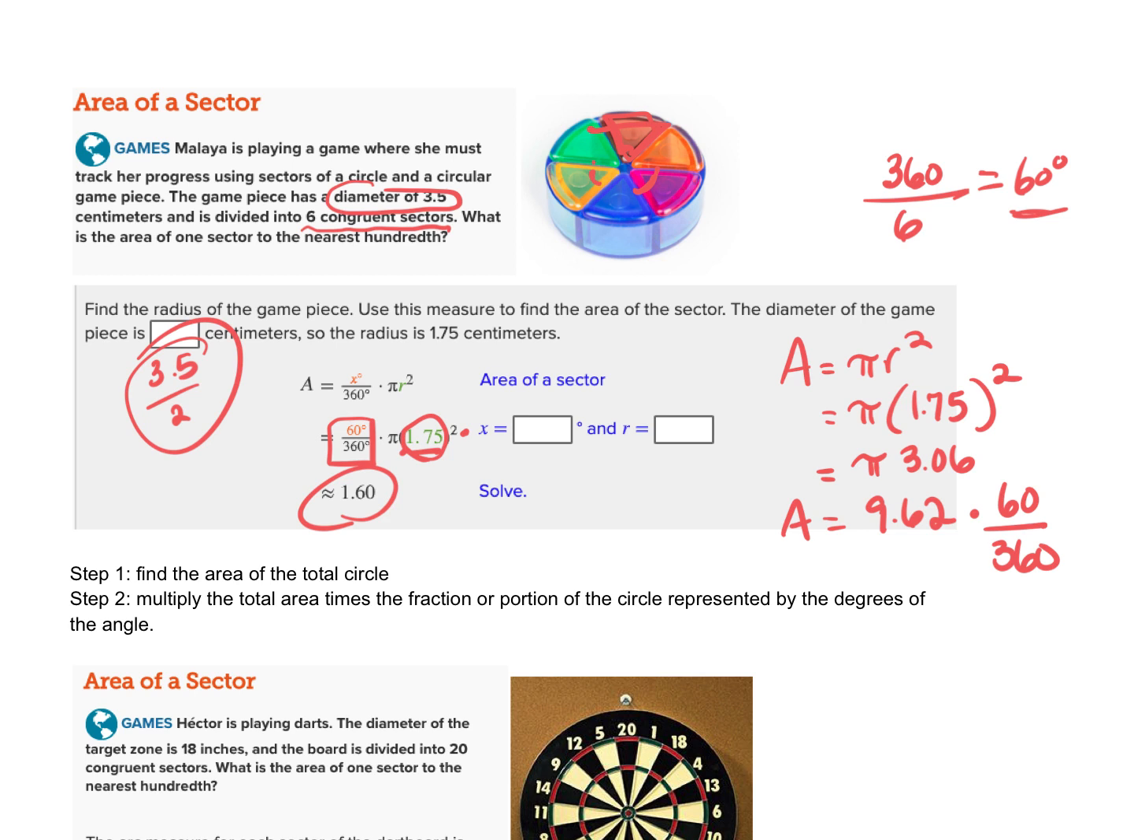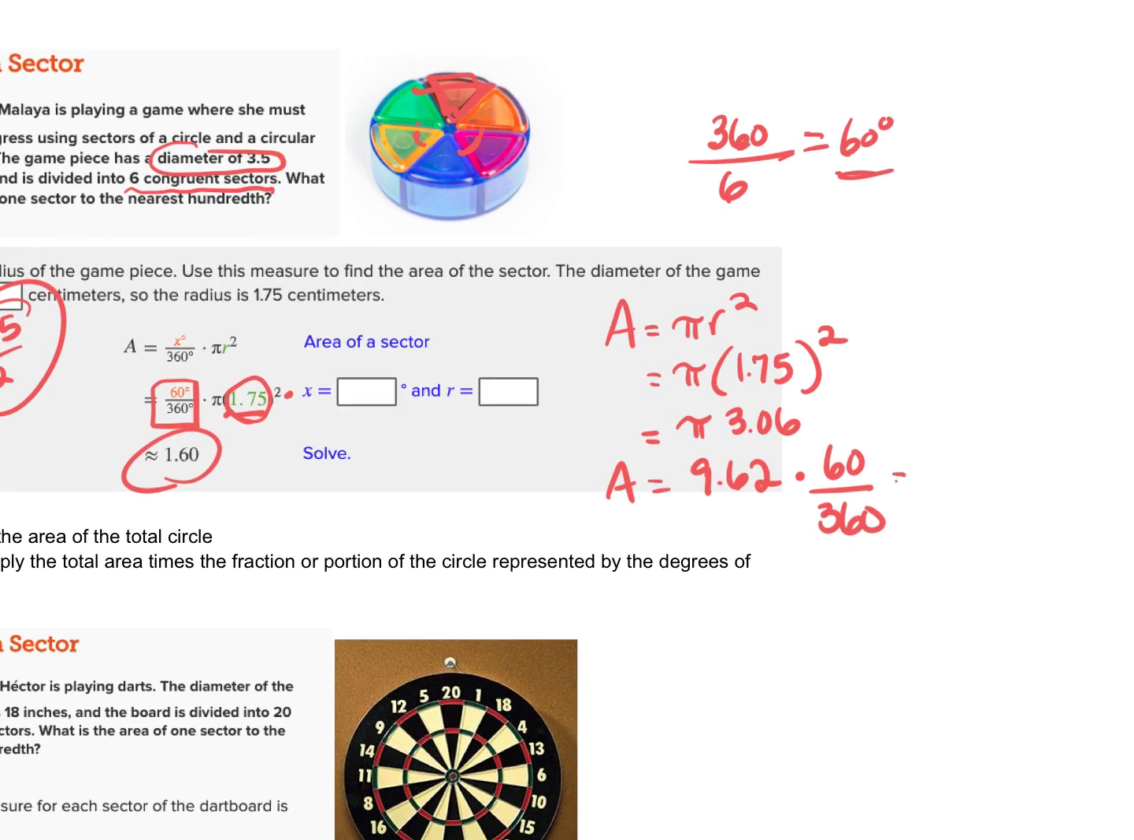So my 9.62 times 60 gives me 577.2. And remember, this is over 1. So my final step is divide this by 360, and I get 1.60. So that's where this number comes in here.